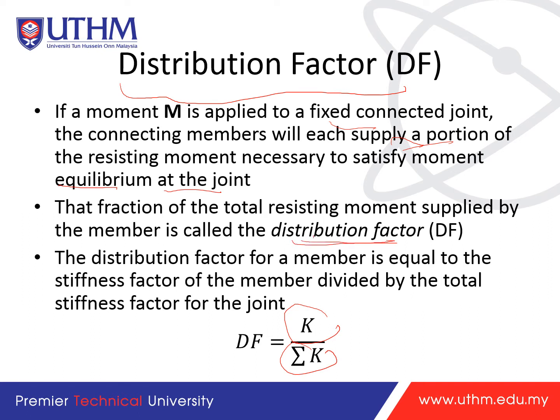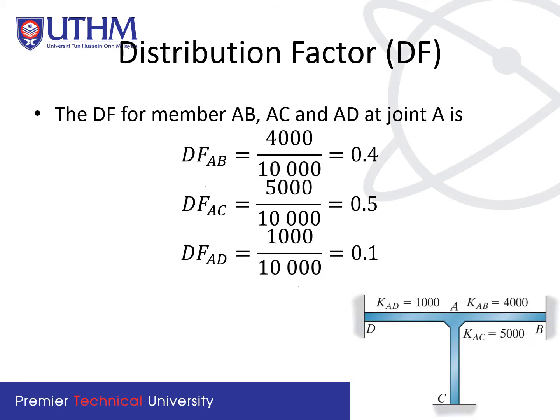The fraction of the total resisting moment supplied by the member is called the distribution factor. At each joint we distribute according to the distribution factor DF. The distribution factor of a member is equal to the stiffness factor of the member divided by the total stiffness factor, so K over total K. Now you know the equation, you will use it in the examples.